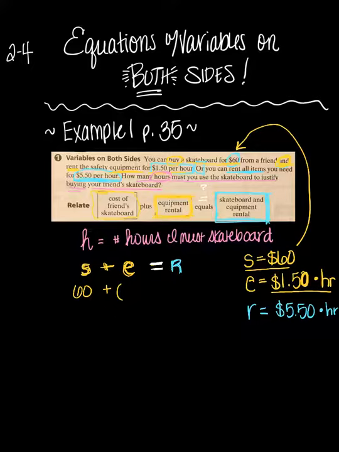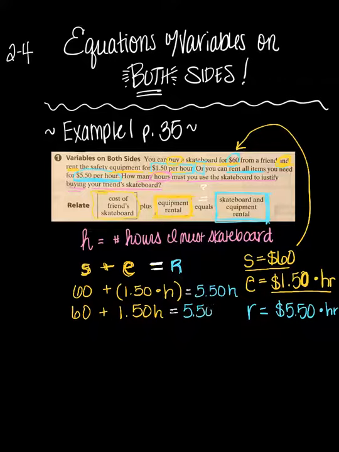Well, I don't even need my dollar sign. 1.50 times H for hour equals my blue, which is 5.50 times H. All right, now I need to simplify and get all my H's on one side. Uh-oh, what do I have here? I have H's on two sides. I have a variable on two sides of my equation.